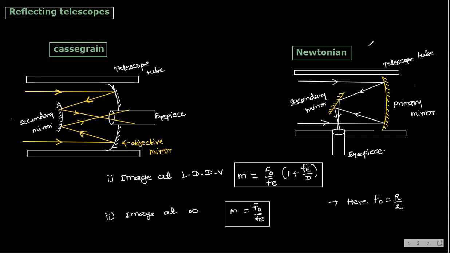So these are reflecting telescopes. Till this moment, we have learned all refracting telescopes, astronomical and terrestrial. Now these are reflecting telescopes. Two telescopes are there, Cassegrain and Newtonian. And keep in mind, one more thing I want to remind you, that the image formed by a reflecting telescope is clearer than that of a refracting telescope.